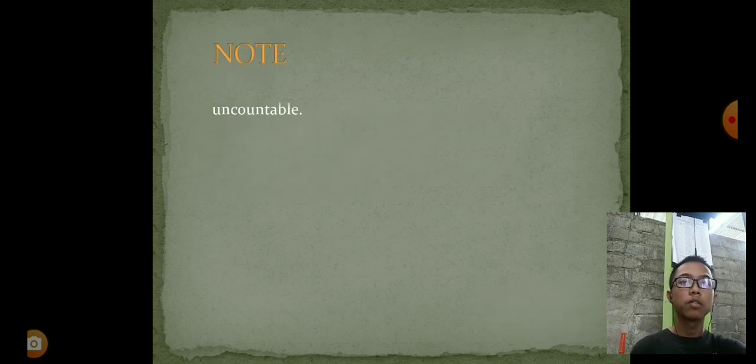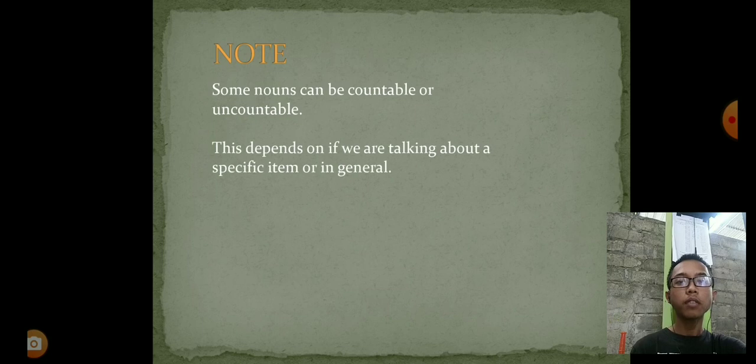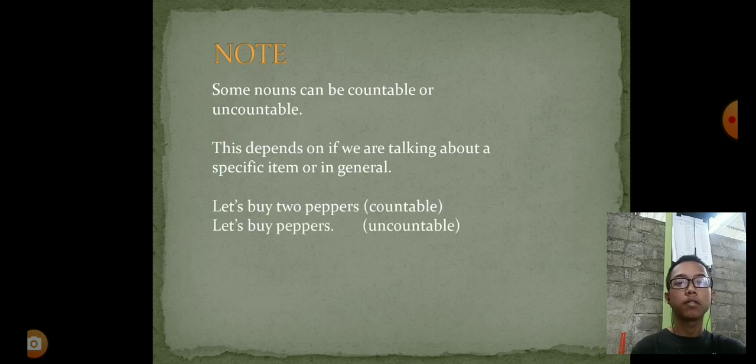Yeah, some nouns can be countable or uncountable. This depends on whether we are talking about a specific item or in general. For example, let's buy 2 peppers. It's countable. Let's buy pepper.